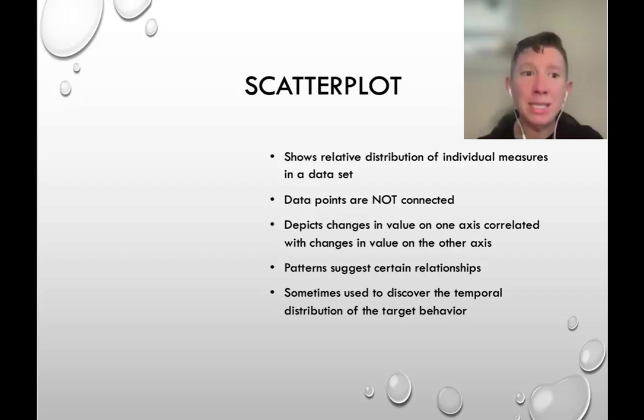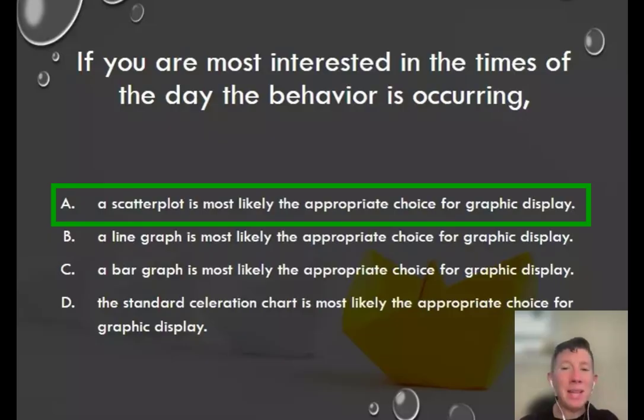If you're most interested in the times of day that the behavior is occurring, so essentially when in time is the behavior occurring, a scatter plot is most likely the appropriate choice for graphic display. A line graph is not going to give us, remember, a line graph is only the dependent variable at a certain time. So it's not going to give me a summarization of where the behavior is occurring most often. At least not our standard line graph.